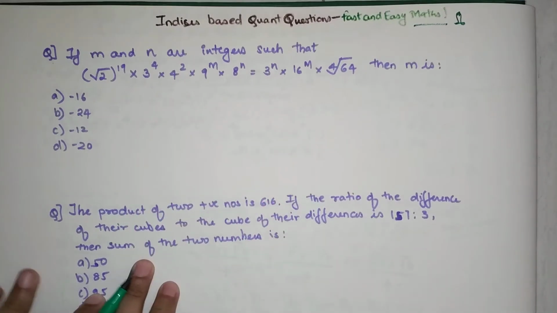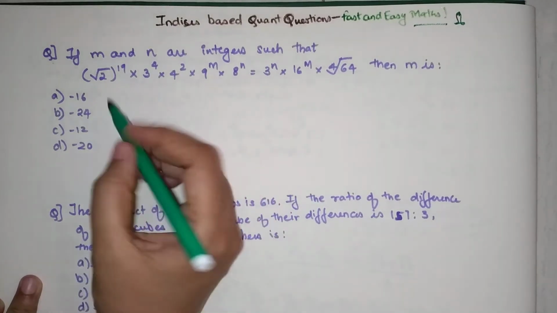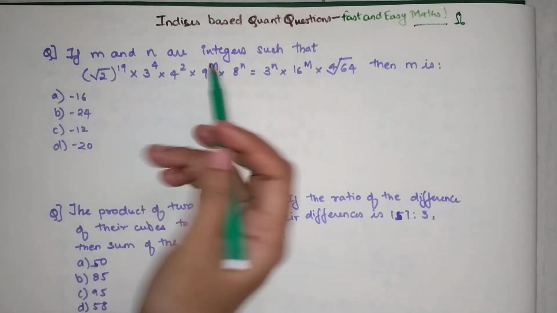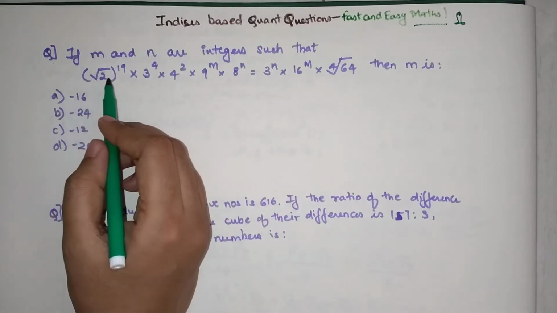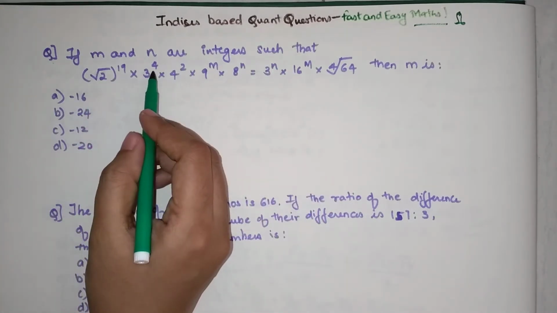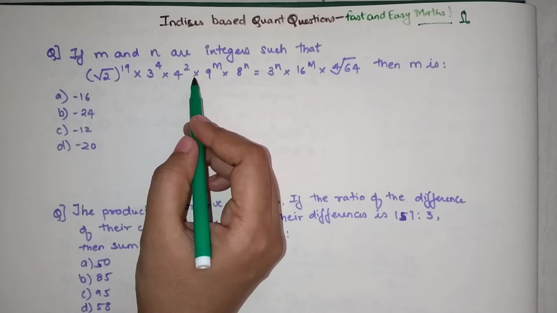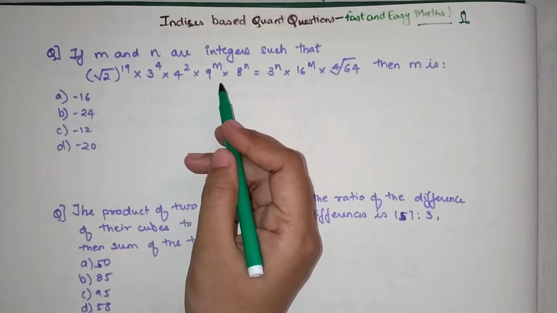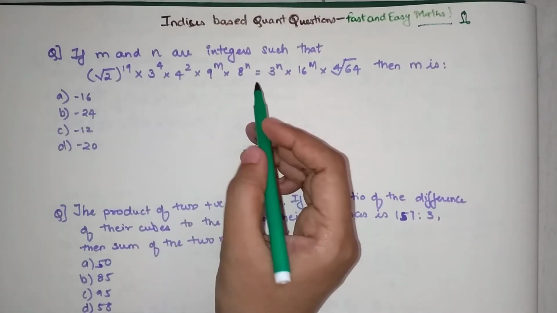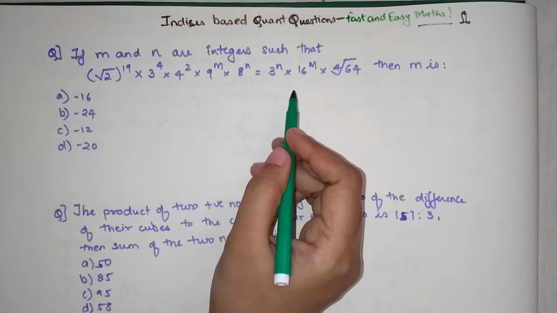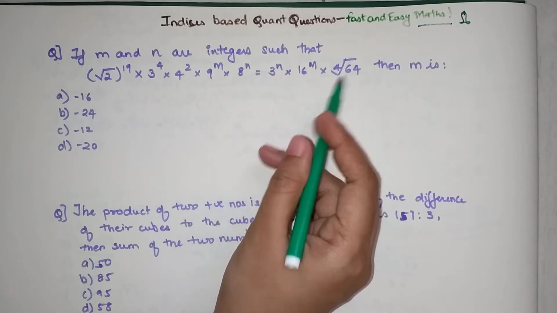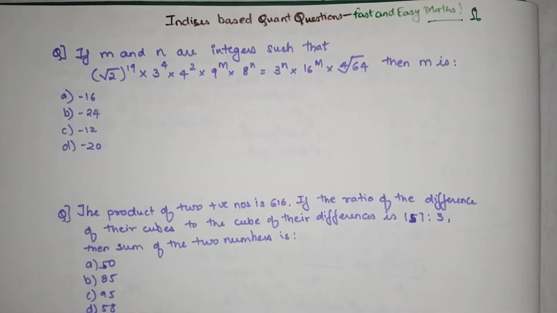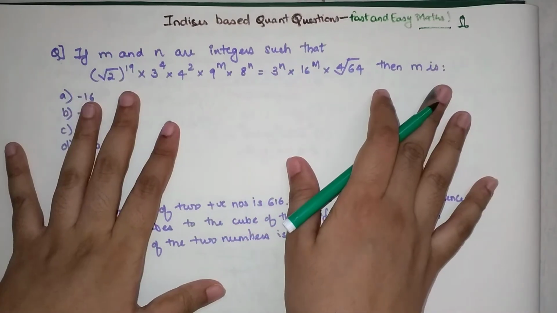Okay. So now let's talk about the first question. If m and n are integers such that root of 2 the whole raised to 19 into 3 raised to 4 into 4 raised to 2 into 9 raised to m into 8 raised to n is equal to 3 raised to n into 16 raised to m into 4th root of 64. Okay. So now you need to find the value of m.